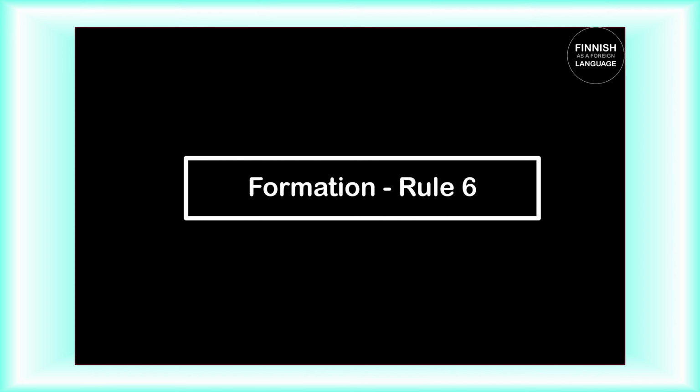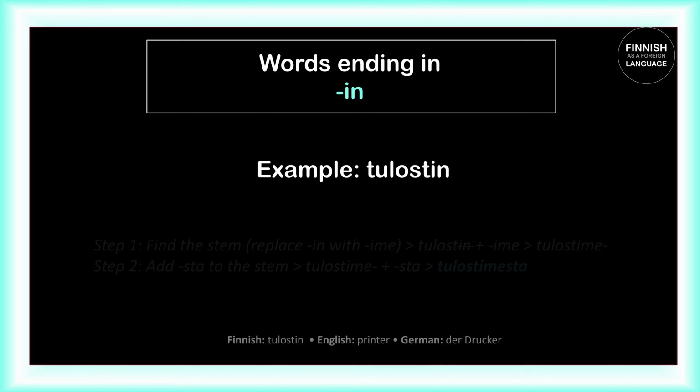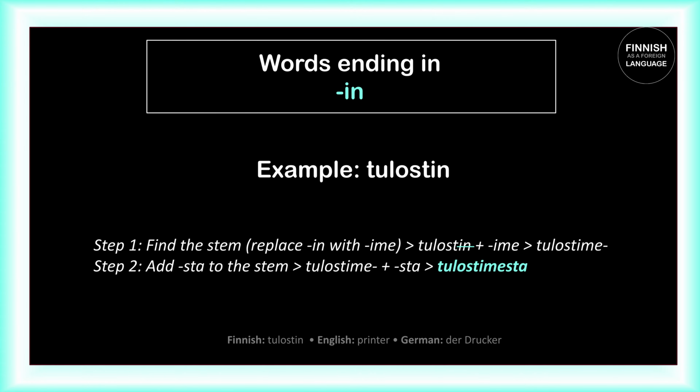Next one, rule number 6. Words ending in in. Here's one example. Tulostin means printer. Again in the first step we have to find the stem, which means we have to replace in with ime. So tulostin changes to tulostime. Tulostime. And then in the second step we have to add sta to it. So that means we have tulostime plus sta and we get tulostimesta, which means out of the printer. This is the elative case.